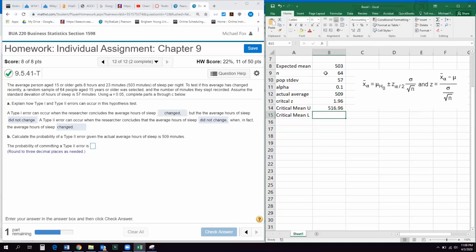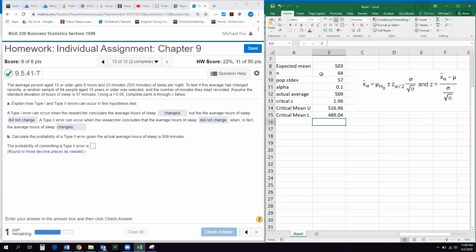Our critical mean lower is just going to be our expected mean minus our critical z times our population standard deviation divided by the square root of n. There's our critical mean lower.